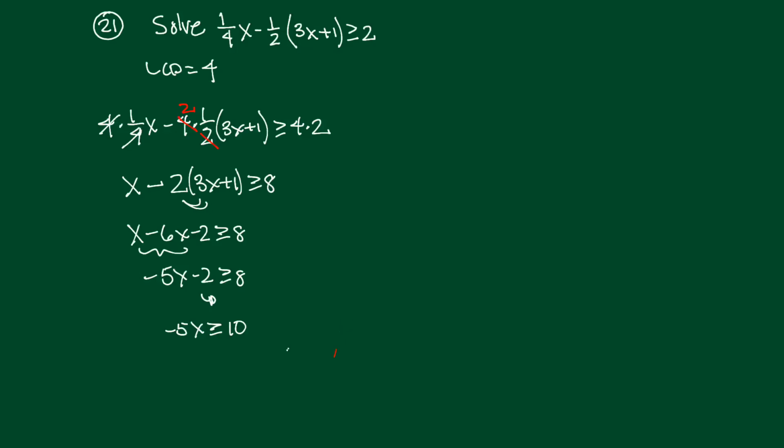Okay, now we're going to divide by negative 5 here. I'll do it up here. So I'll get x is now, right, because we're dividing by a negative, the direction of that inequality sign changes. So x is now less than or equal to 10 divided by negative 5. So x is less than or equal to negative 2.